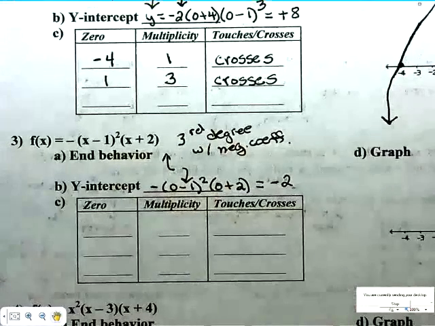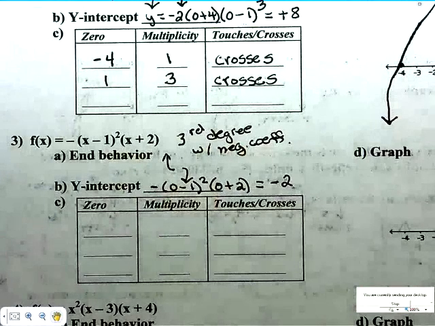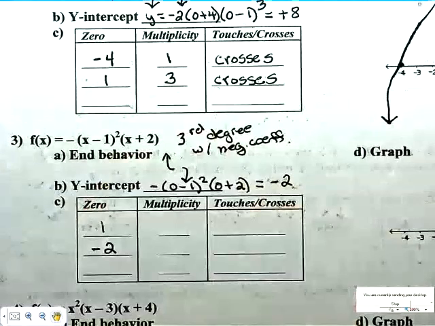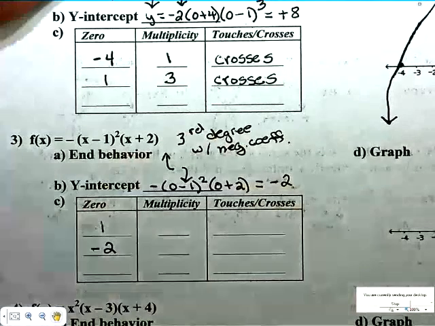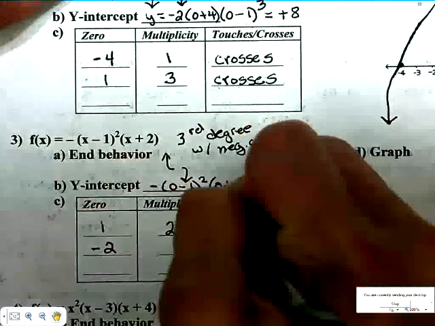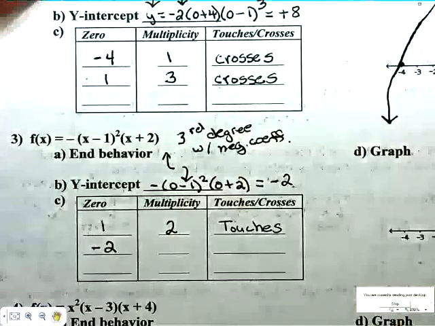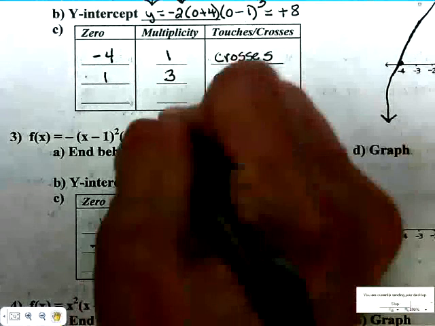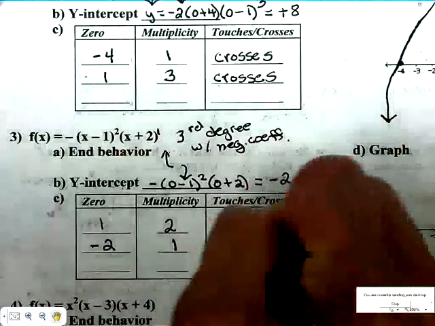What are the zeros of this function? 1 and -2. That's from setting each factor equal to 0. What is the multiplicity of the 0, 1? 2, and what does that mean? The graph touches but does not cross the x-axis at 1. What is the multiplicity of the 0, -2? It's the exponent of that factor, which is 1, and that means the graph crosses the x-axis at -2.